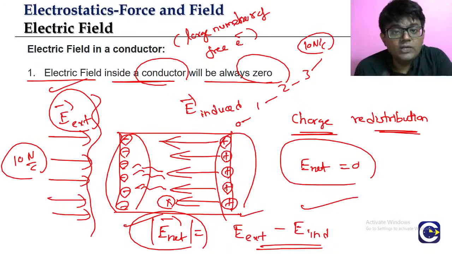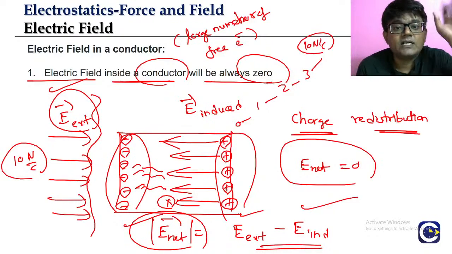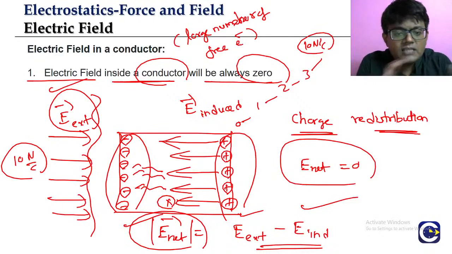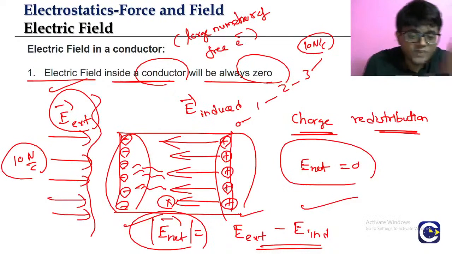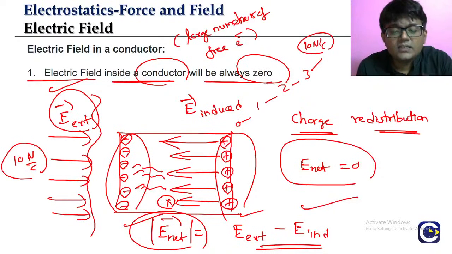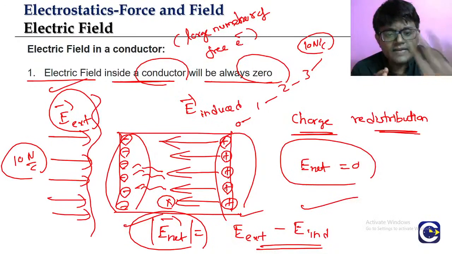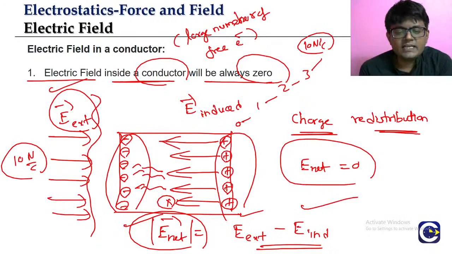Applied 20, take it. Induced value also becomes what? 20. Applied is 1000, induced also will become 1000. Applied is 1 lakh, induced also can become what? 1 lakh. Because theoretically, what is our assumption? We consider that the conductor or metal will have a very large number of free electrons, and the redistribution keeps happening till the induced electric field matches the applied or external electric field. Okay?